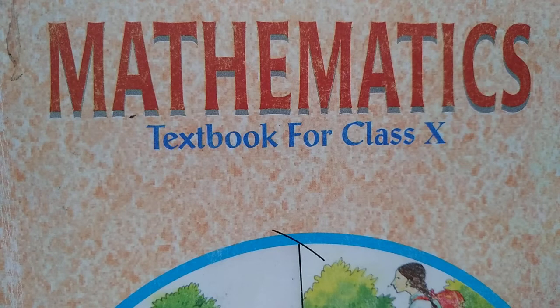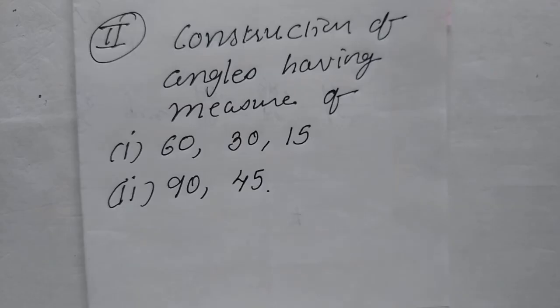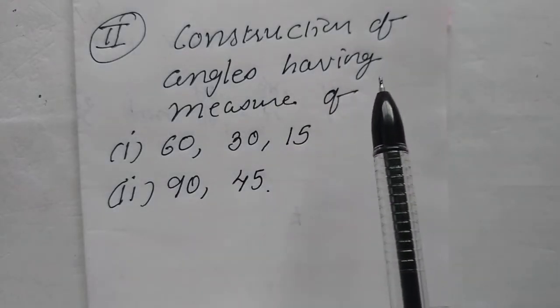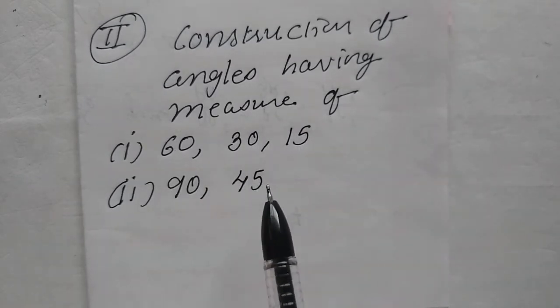Children, you know that for construction you require a pencil, eraser, pair of compass, etc. So you should be ready with this, then only we can do the work. Okay children, so let us begin our 9th standard portion. Now children, we will revise construction of bisectors of a line segment and an angle, first point. Second, we will discuss construction of angles having measures of 60, 30, 15, 90 and 45. Children, you know very well both the points, but we have to revise it.